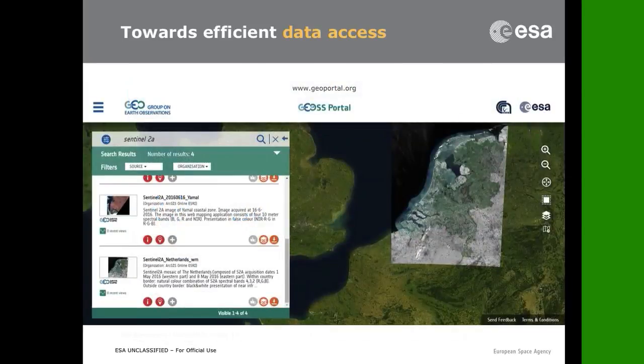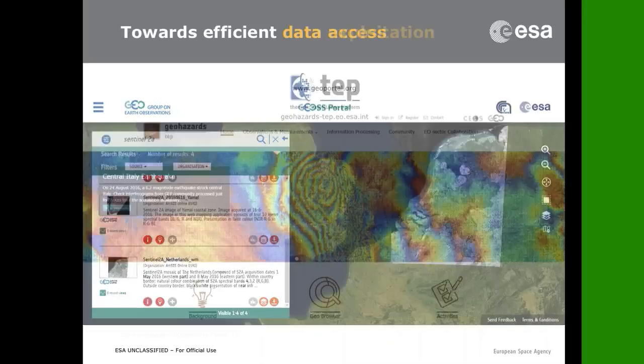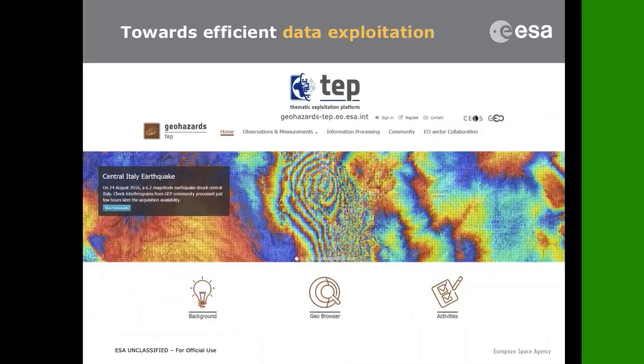We also, as we just saw with GEO, are quite strongly engaged with GEO. For example, we host and co-developed the GEO portal that's just starting to run now. There's not too much data on yet, but I found one example where you can visualize Sentinel data. After accessing the data, it's really about exploiting the data. Especially in the user context, this is the most important thing. It's not about the data, it's about the analytical services and about understanding and deriving additional knowledge.